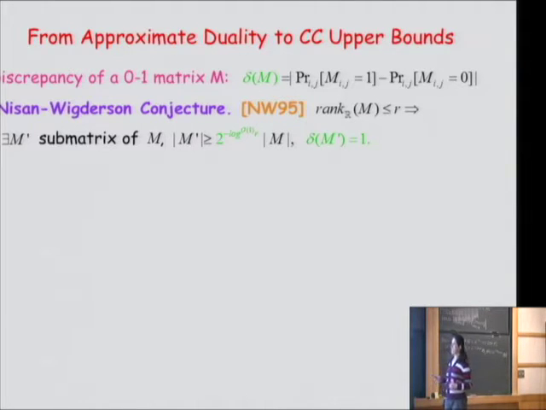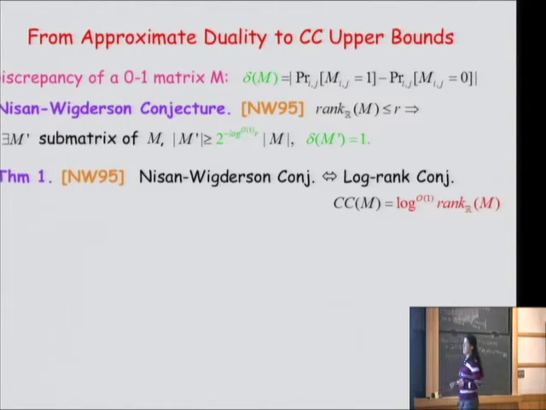And in the same paper, they proved a pair of theorems that will be very useful for us. The first theorem is that, surprisingly, this conjecture is actually equivalent to the logrank conjecture. So in order to prove the logrank conjecture, one would have to prove that every 0-1 matrix of low rank has large monochromatic submatrices.